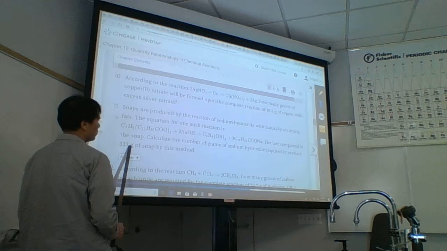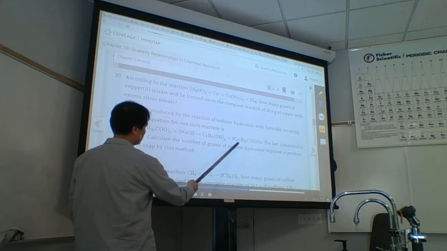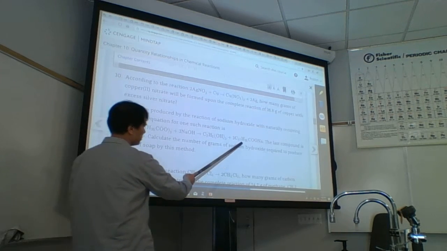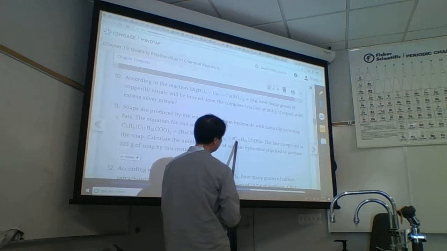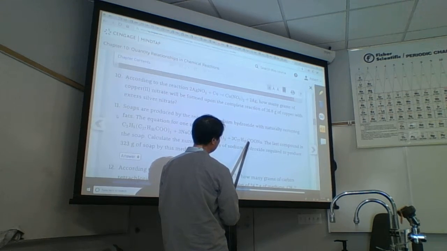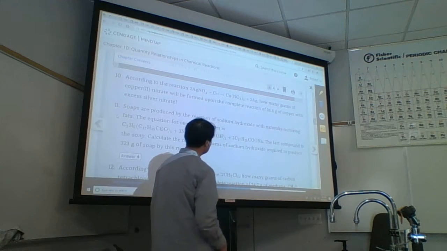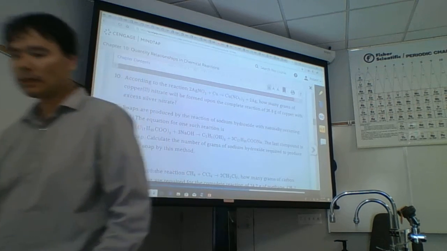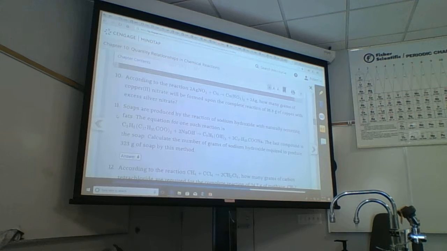And so we're going to go from grams of soap to moles of soap. So we need the molar mass. The molar mass of this is going to be pretty big because we've got 17 carbons, 35 hydrogens, actually 18 carbons. You got to add another one. 2 oxygens and sodium. So molar mass is pretty big. So we can see what the molar mass is calculated here.